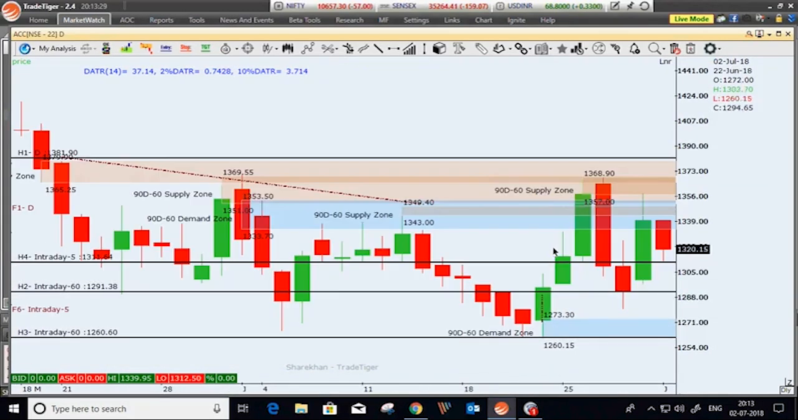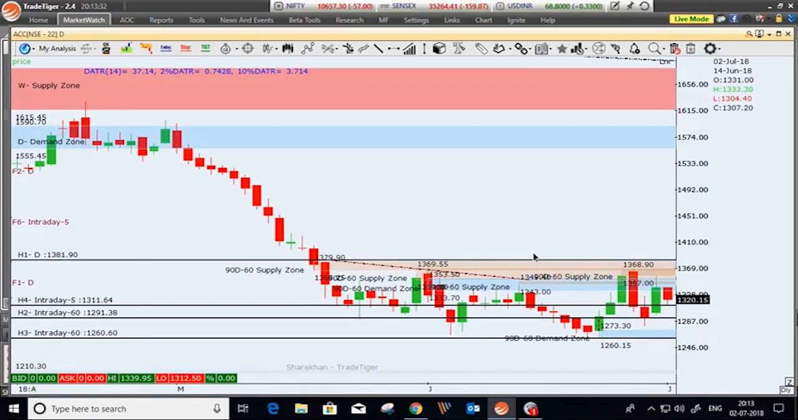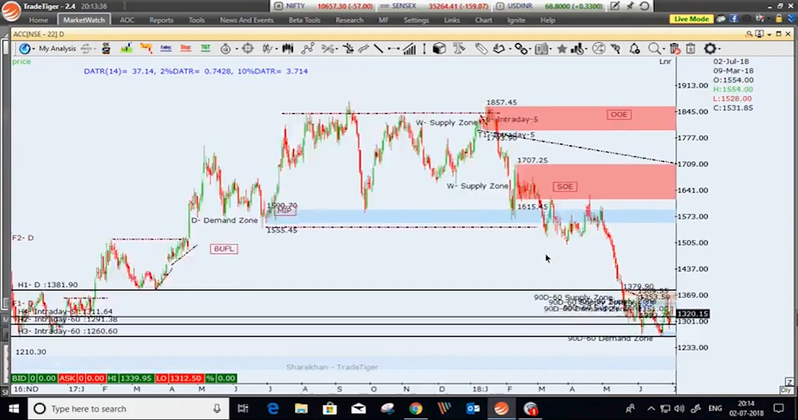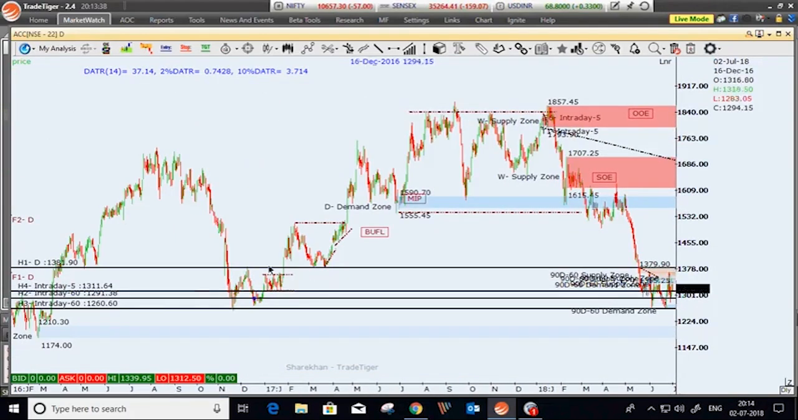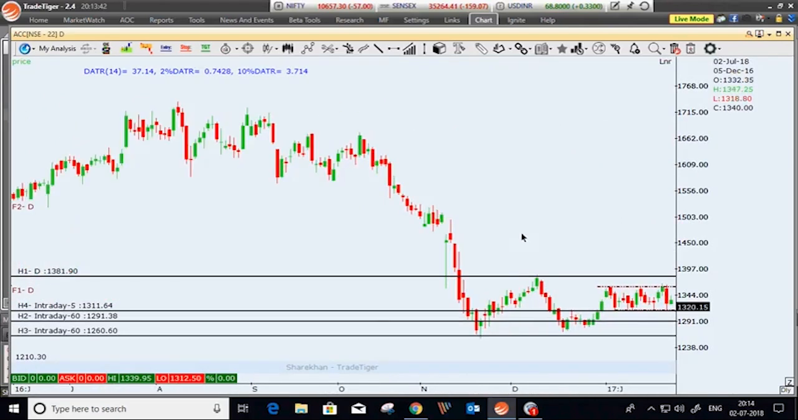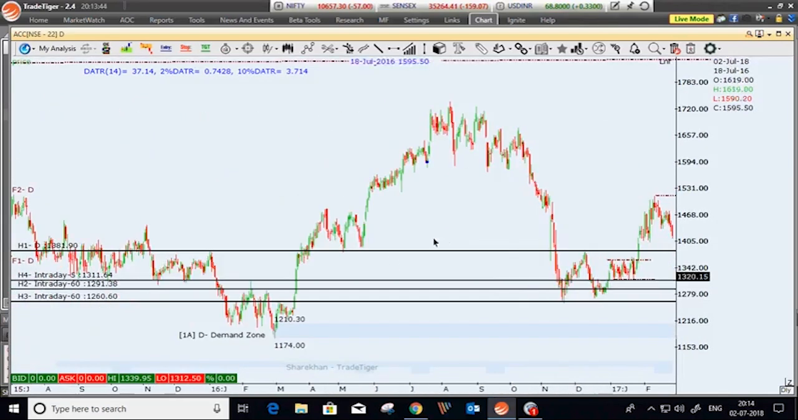Is there an authentic engulf? No, there is no authentic engulf. And yes, price is moving inside a sideways range. Okay, some good authentic engulfs were there, I think, in the past.